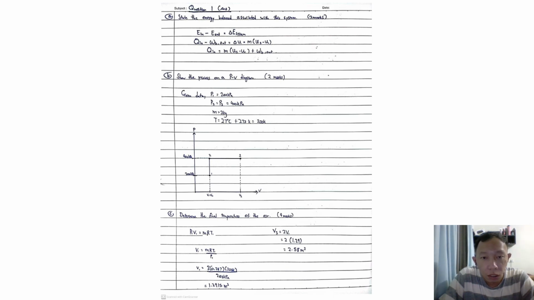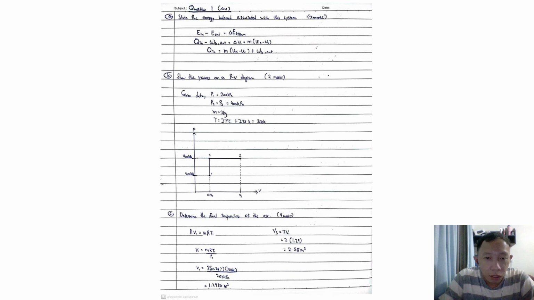The given data is P1 equals 200 kilopascal, P2 equals P3 equals 400 kilopascal, the mass is 3 kg, and the temperature is 27 degrees Celsius, which we convert by adding 273 to get 300 Kelvin.